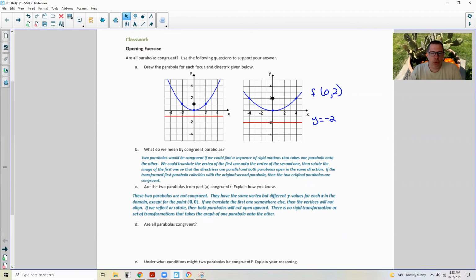Okay, so the question is, are all parabolas congruent? Well, we just gave you an example that shows this is not true, so the answer to this is definitely no.